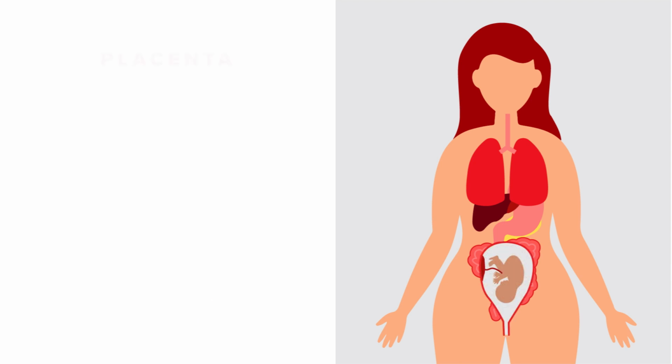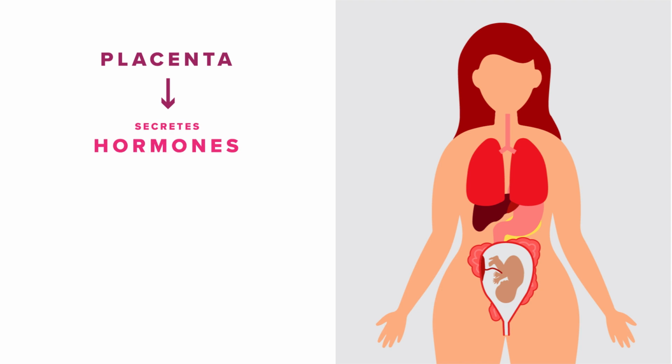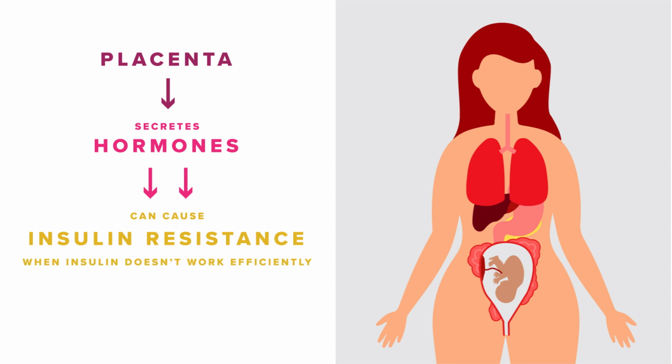During pregnancy, the placenta sends oxygen and nutrients from the mother's bloodstream to the fetus through the umbilical cord. The placenta also secretes hormones to support the pregnancy. Some of these hormones can cause what's called insulin resistance, which is when insulin doesn't work efficiently. These changes are more likely later in pregnancy, so you may need medication or insulin in your 3rd trimester, even if you followed all recommendations.